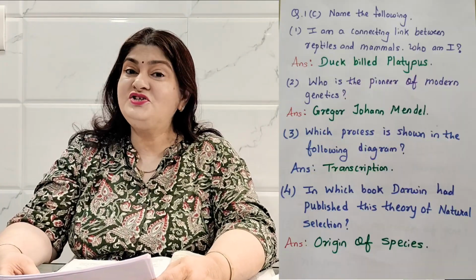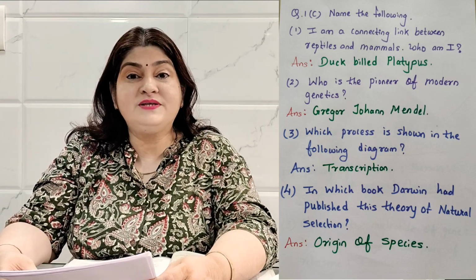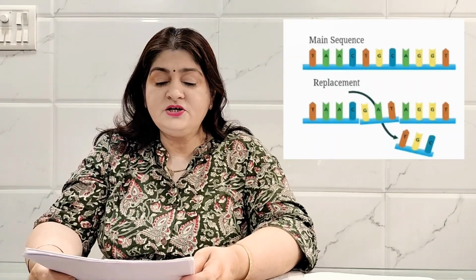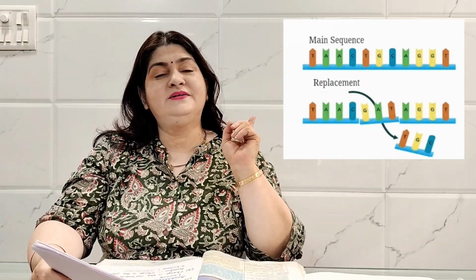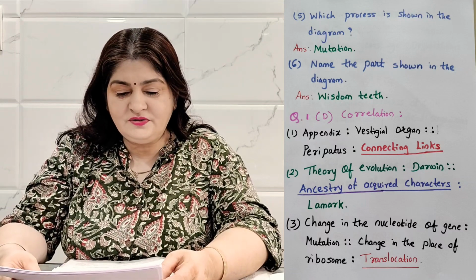Fourth one: in which book did Darwin publish his theory of natural selection? The answer is Origin of Species. Fifth question: which process is shown in the diagram? See the diagram on the overlay and this diagram is of mutation. Now the sixth question: name the part shown in the diagram. Again observe the diagram on the overlay. The answer is wisdom teeth.